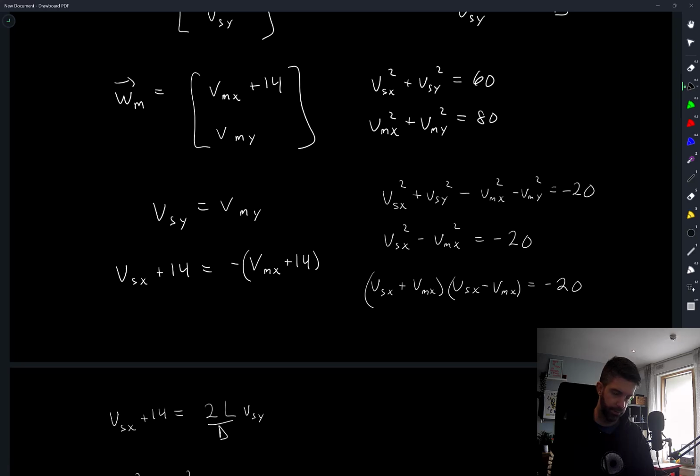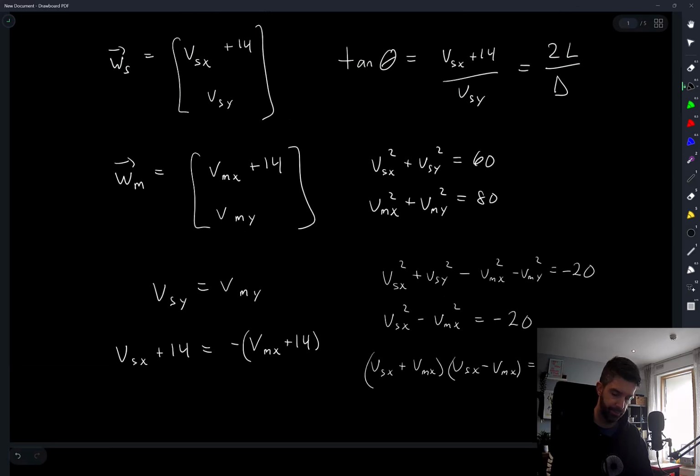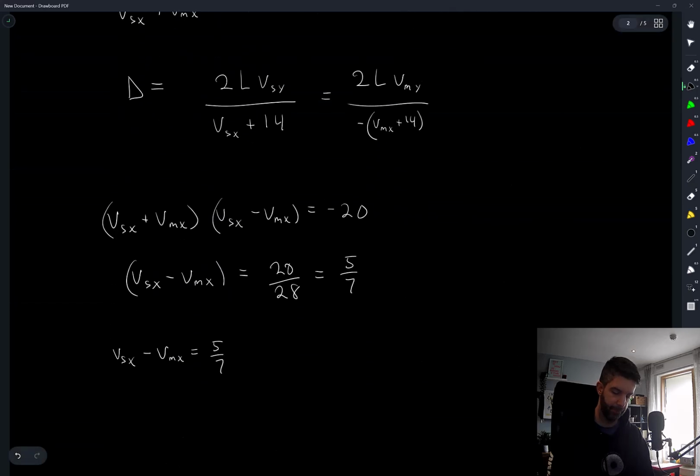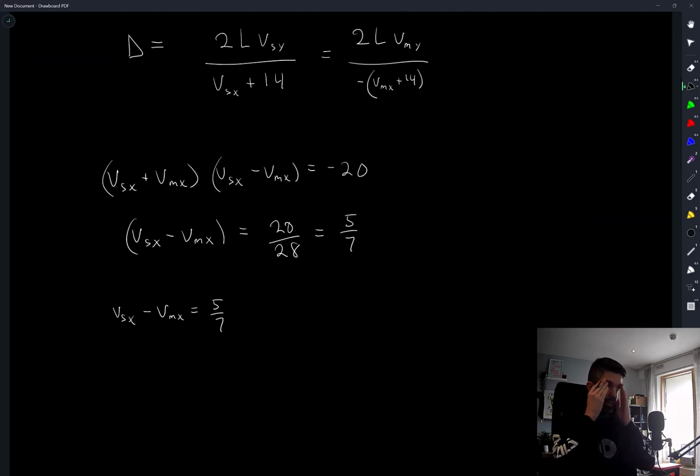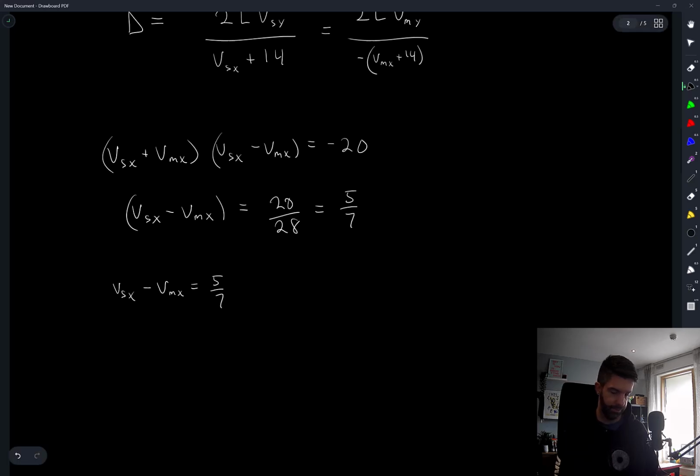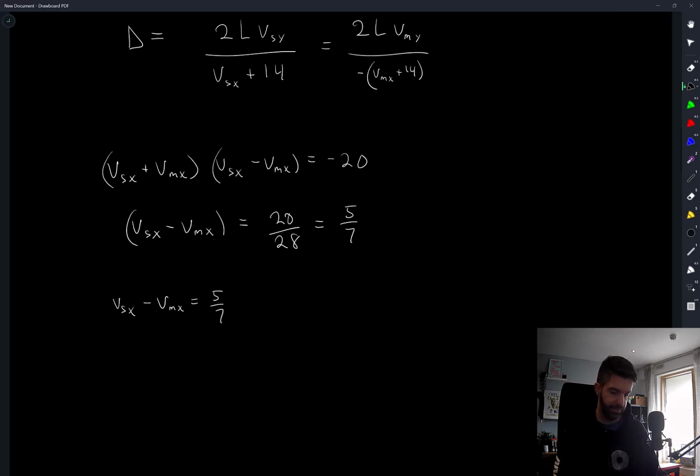I feel like I've kind of gotten so deep into a lot of my algebraic manipulations that maybe there might have been an easier way to set this problem up. I've lost track of which variables I know, which I don't know, which I have in terms of others, and which equations I've used already. But maybe let's write this as Vsx is equal to 5 over 7 plus Vmx.